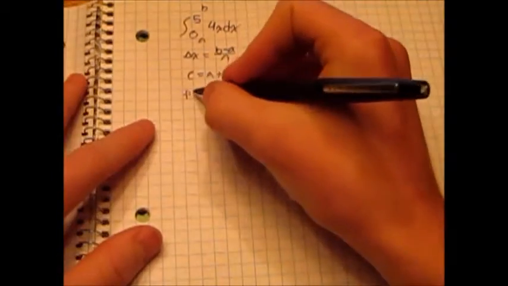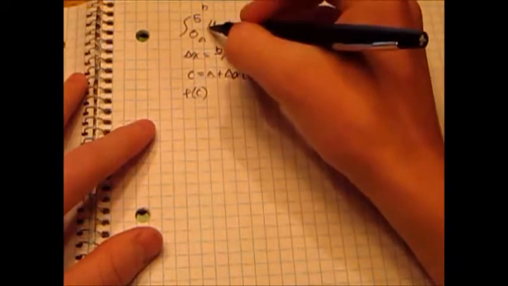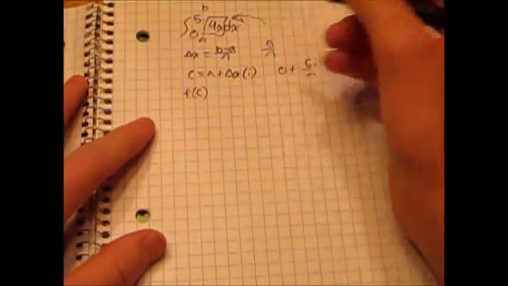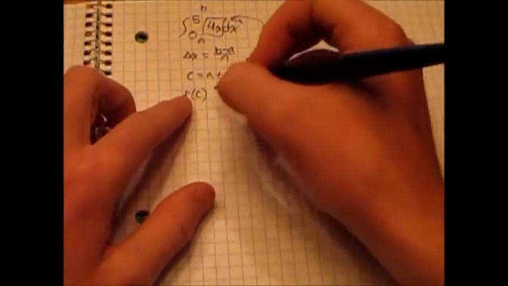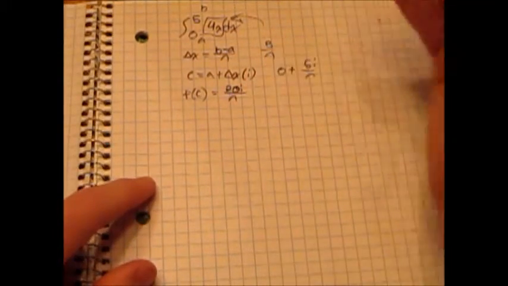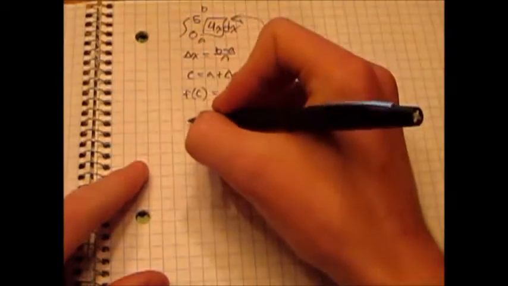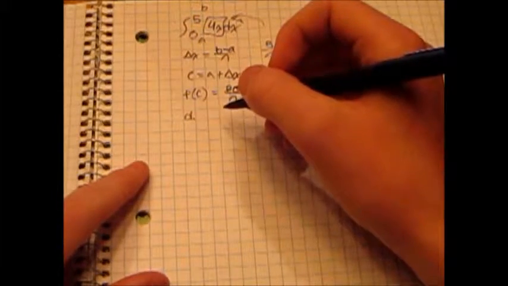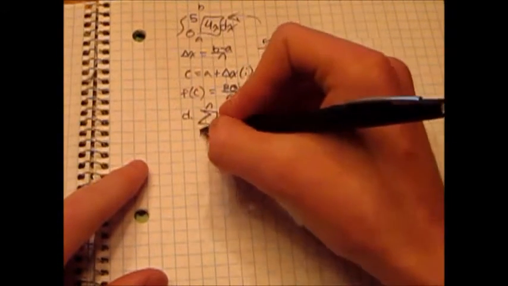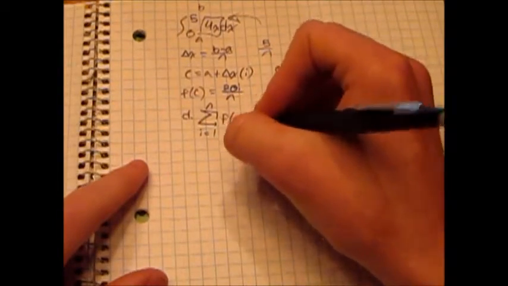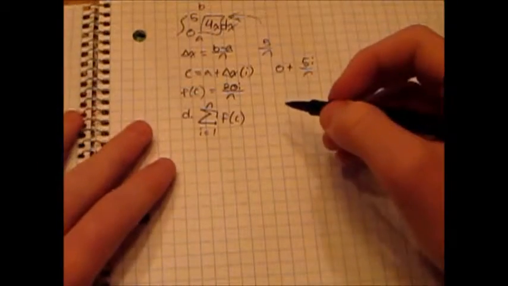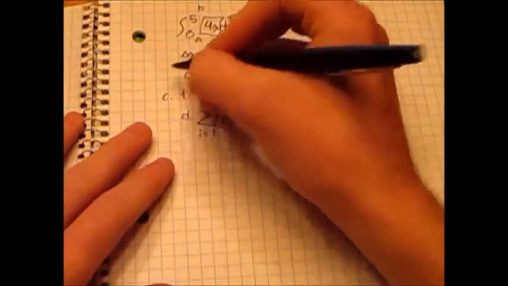And then the next step is we have to plug it back into the original equation, which in this case is just 4x. So 5i over n is going to represent our x, so we get 20i over n. The next step is to plug it into the summation formula. So let's write it all out: the sum from i equals 1 to n of f of c. Later we're going to multiply it by the change in x, but for now let's just hold off on that. So this is part C, part B, part A.